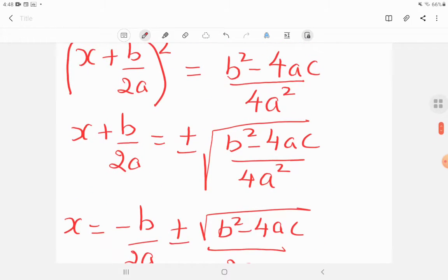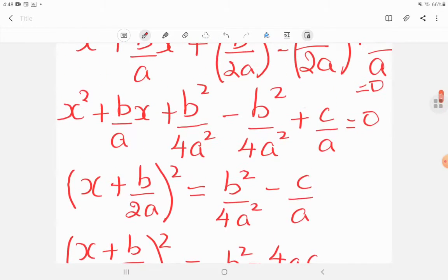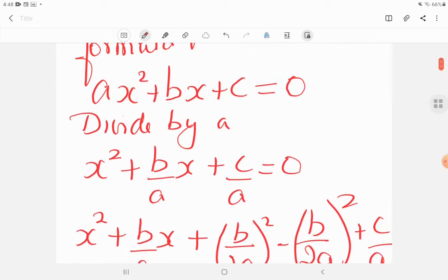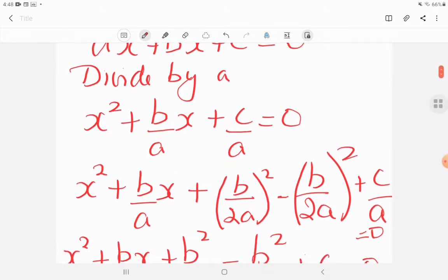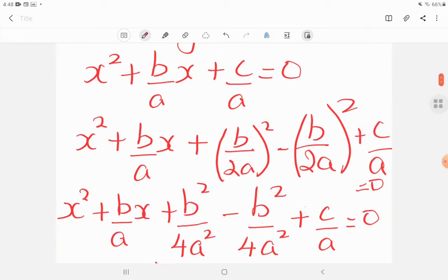Once again, in order to get the proof of the formula, the general form of a quadratic equation is ax squared plus bx plus c is equal to 0. When you convert this into a monic quadratic equation, you need to divide the entire equation by a, and then you take the coefficient of x, divide by 2 and square it.